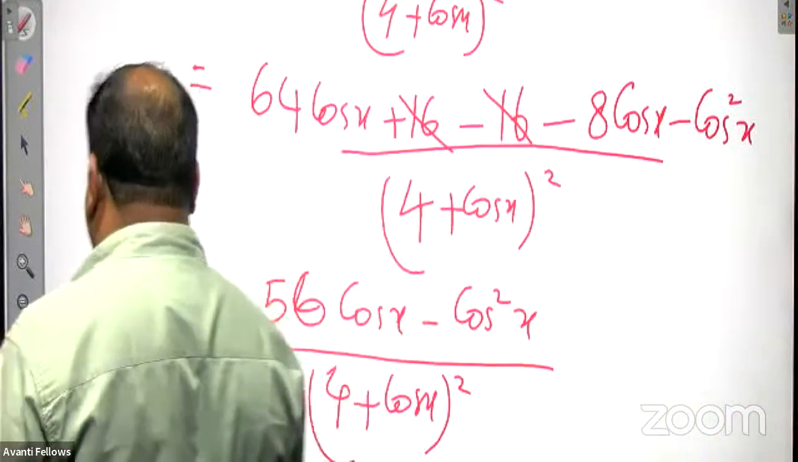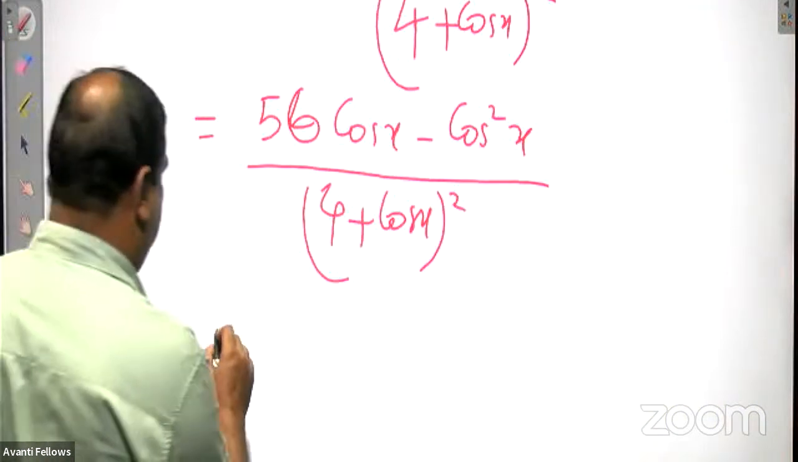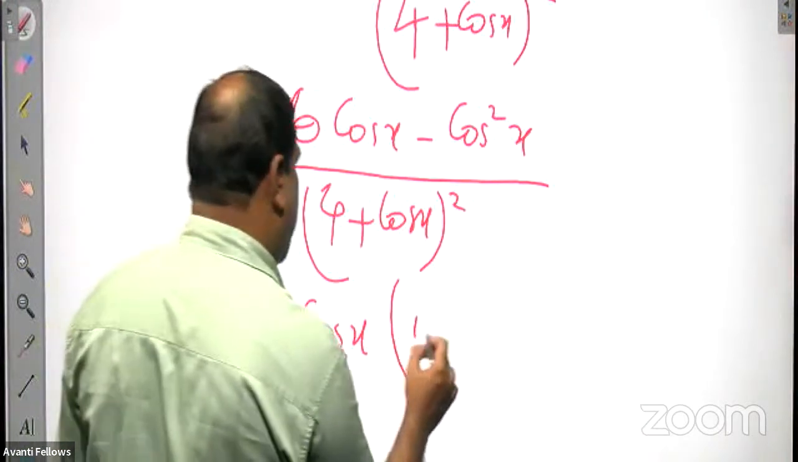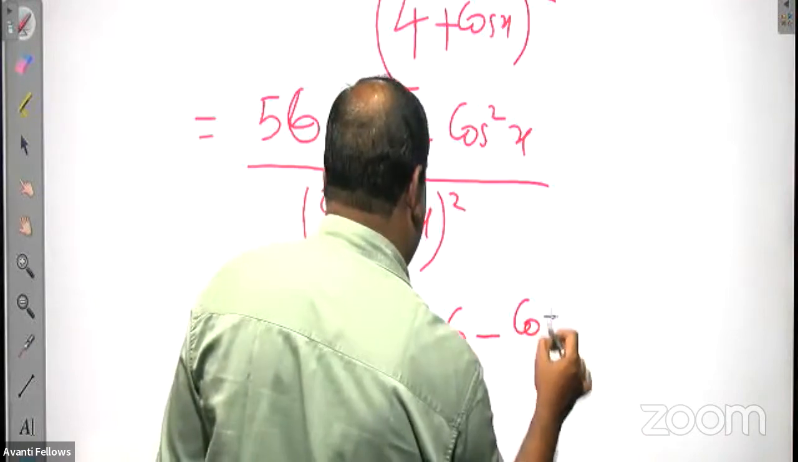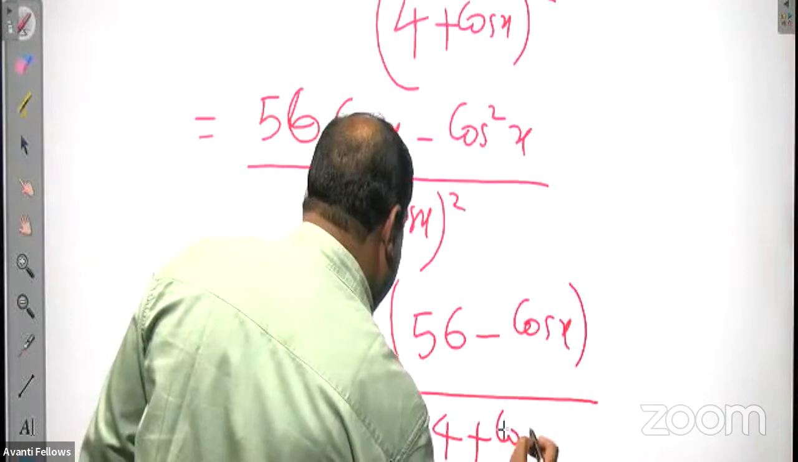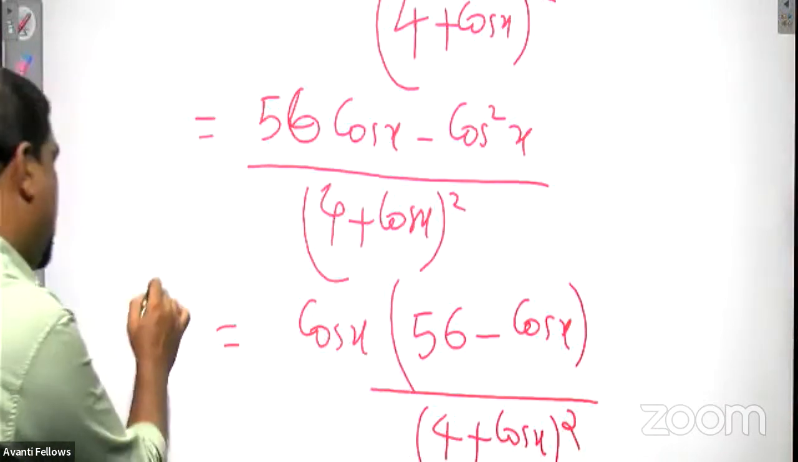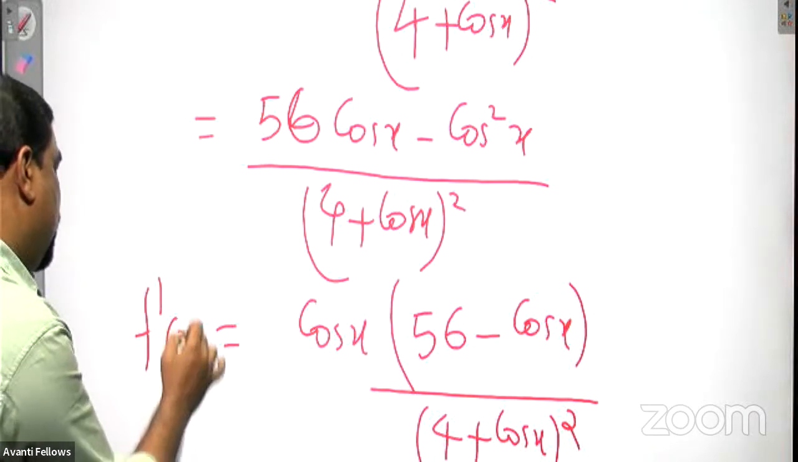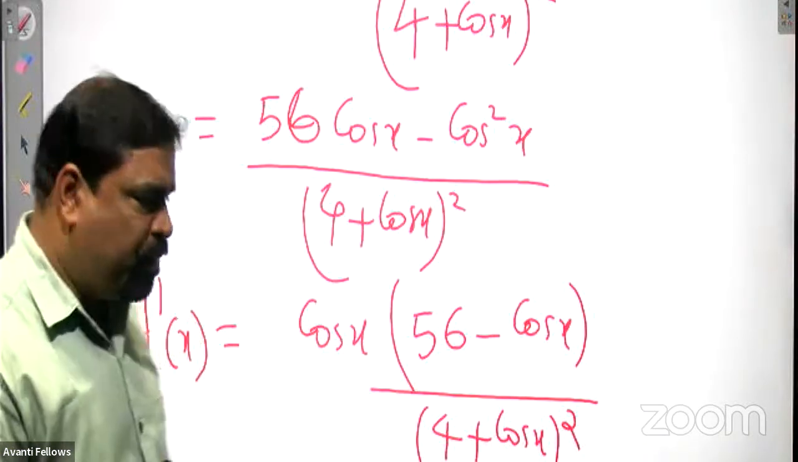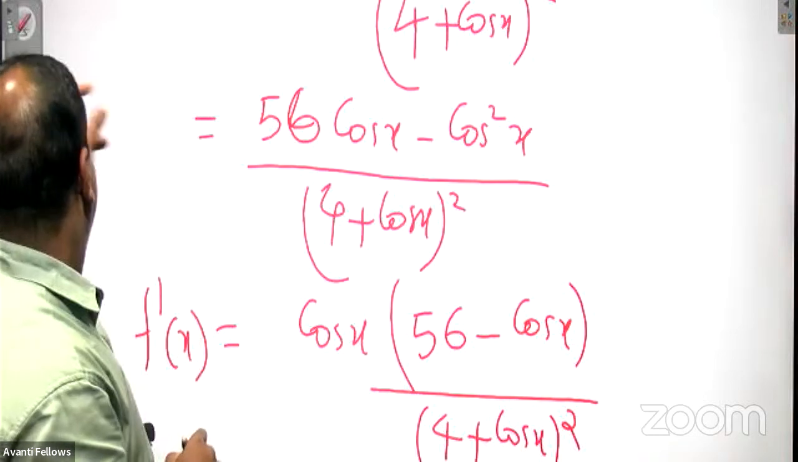Okay, so one more step we can do: cos x is common in the numerator, take it outside. So cos x into (56 minus cos x), all divided by (4 plus cos x) the whole square. So this is our f dash x finally. After simplification, everybody can do it, and all of you will get the same expression only, isn't it? Now we have to see what the question actually is.